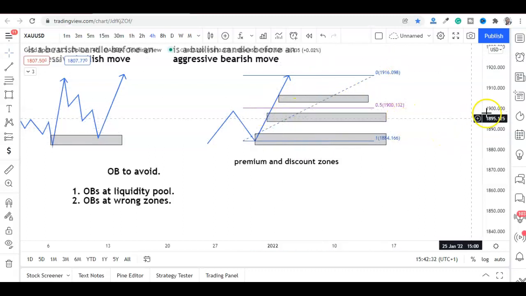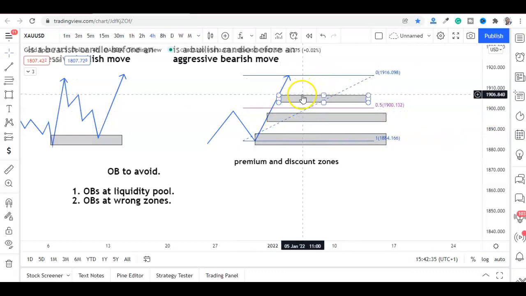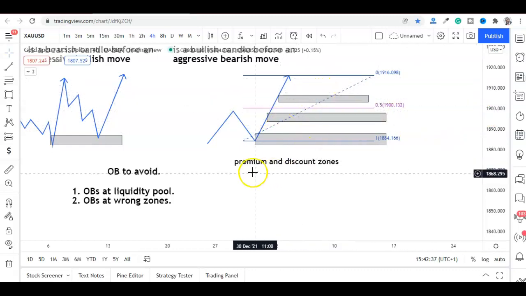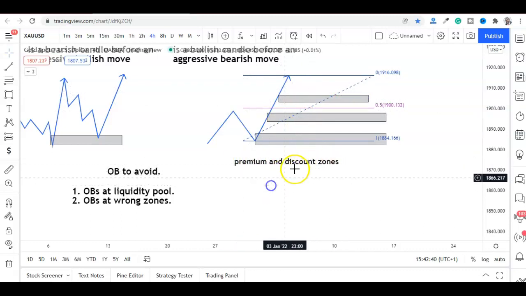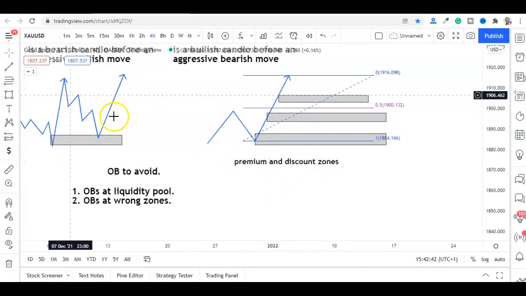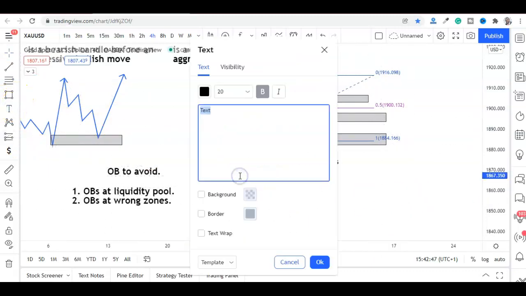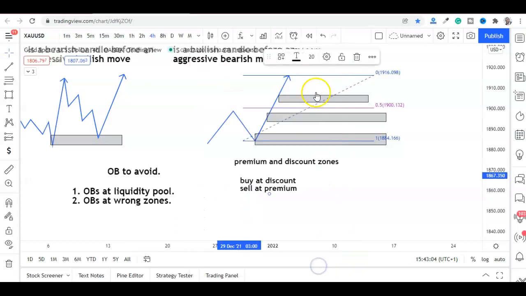The first way to do that is to look at if the order block is in the premium or a discount zone. If you are looking to buy, buy at discount, and sell at premium. Now, by discount, it means the price is cheap. Are you not going to buy an item that's cheap? Yes.